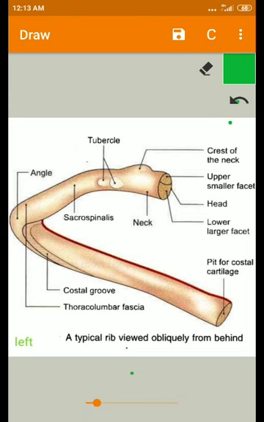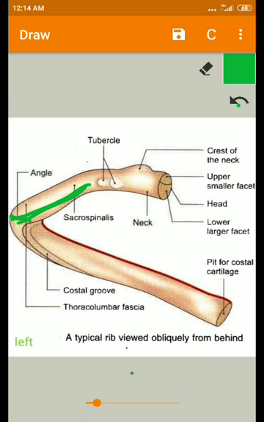Okay, now coming to the external surface, it is convex and smooth. A rough ridge crosses this surface at some distance from the tubercle, indicating the angle of the rib. From the tubercle we will have an angle, so this indicates the position of the angle.